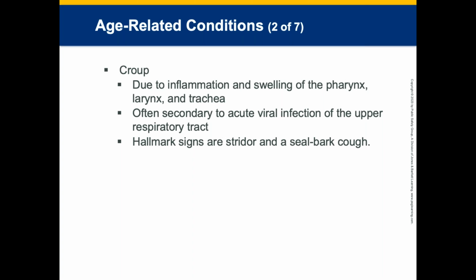The hallmark signs are stridor, which makes it an upper airway issue, and they have a seal bark type cough. So the peak seasonal outbreaks are in late fall and winter. Rarely seen in adults, but the highest age I've ever seen it, I believe, was like a 12-year-old. I've never seen it in an adult before. Which often responds well to humidified oxygen, which most of our services don't carry.